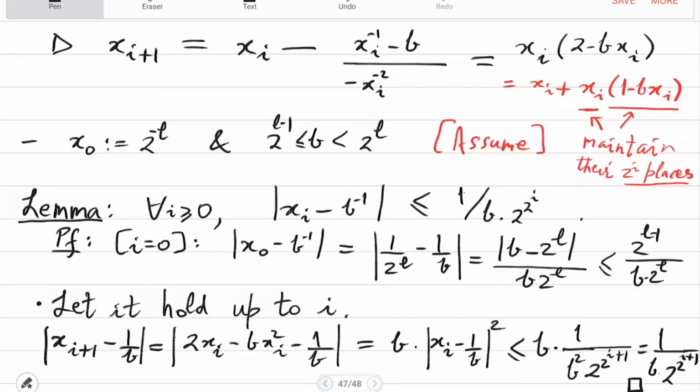So maybe you state the recurrence again. Let yi be 1 minus bxi. Then yi plus 1 is yi times 1 minus xi. That's the important thing. So keep this independent of b. So this you can quickly compute. Okay. Thanks.